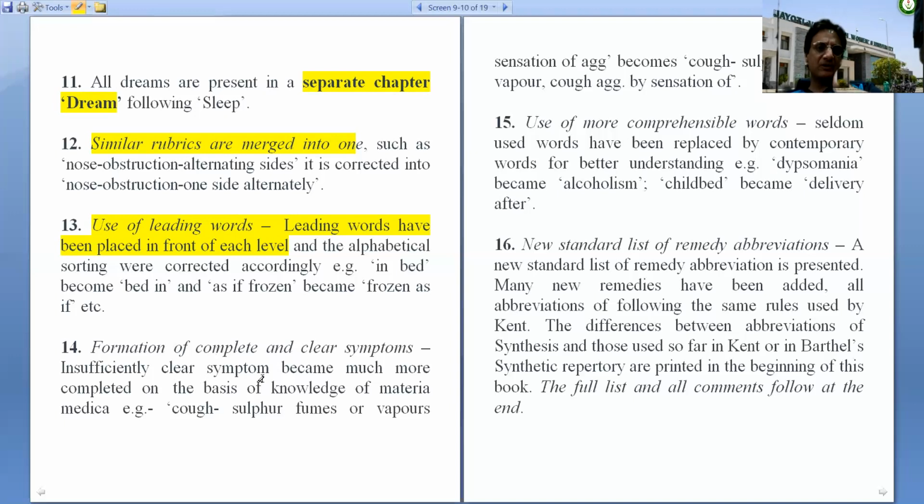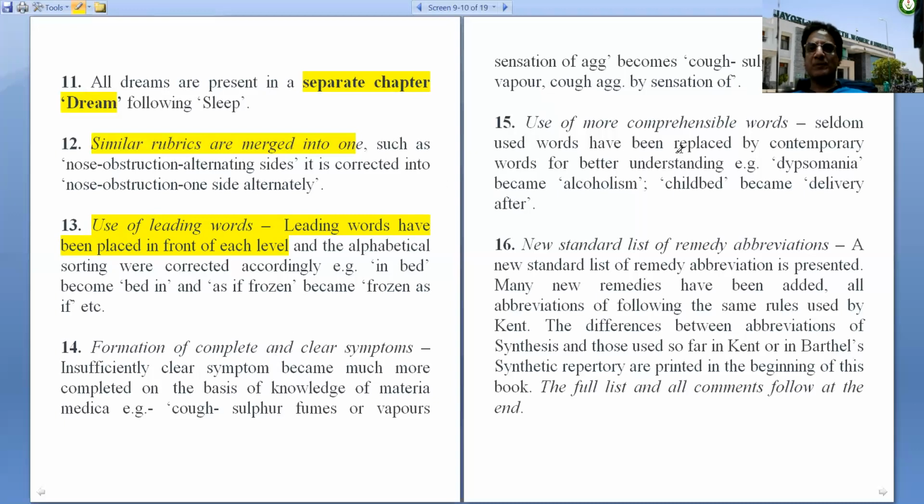Formation of complete and clear symptoms. Insufficiently clear symptoms became much more complete on the basis of knowledge of materia medica, like cough, sulfur fumes or vapors, sensation of, aggravates, has now become cough, sulfur fumes or vapor, cough aggravated by sensation of. So we will read it like this: cough aggravated by sensation of sulfur fumes or vapors. So this is the right repertorial language. This correction of language has been made.